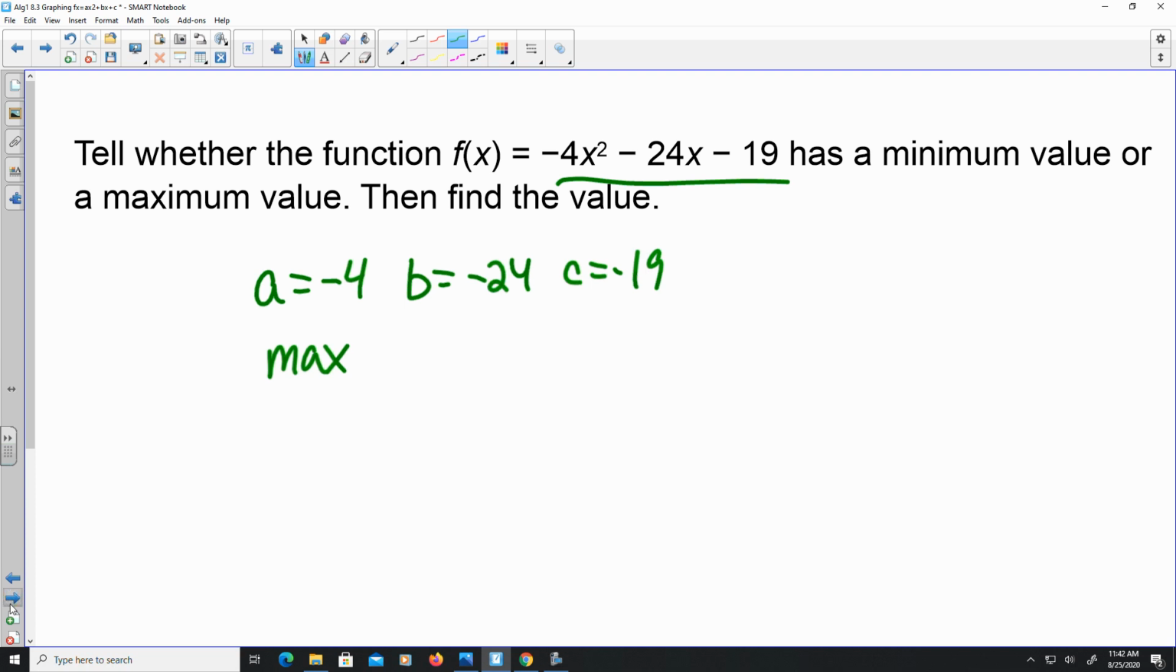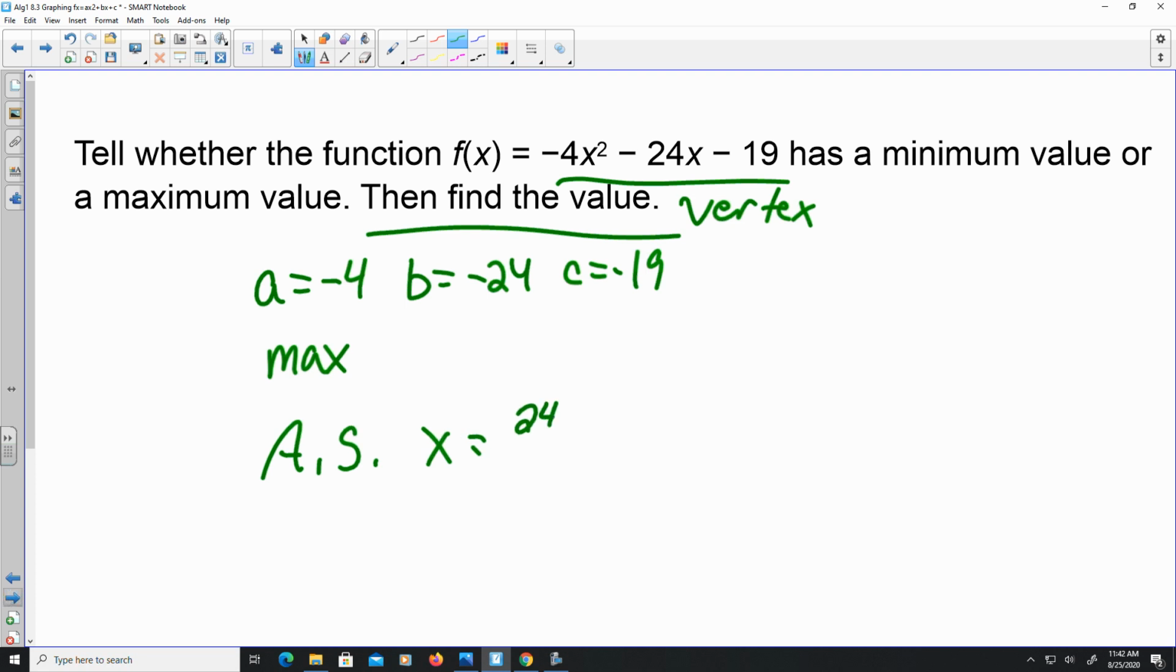So in order to find that value, you need to find the vertex. Because you need to find the vertex, you also need to determine what the axis of symmetry is, because that's going to give you your x value. So x will equal negative b, which is positive 24, divided by 2 times a, which is negative 4. So 2 times negative 4 is a negative 8. 24 divided by negative 8 is a negative 3. So my first coordinate will be negative 3.